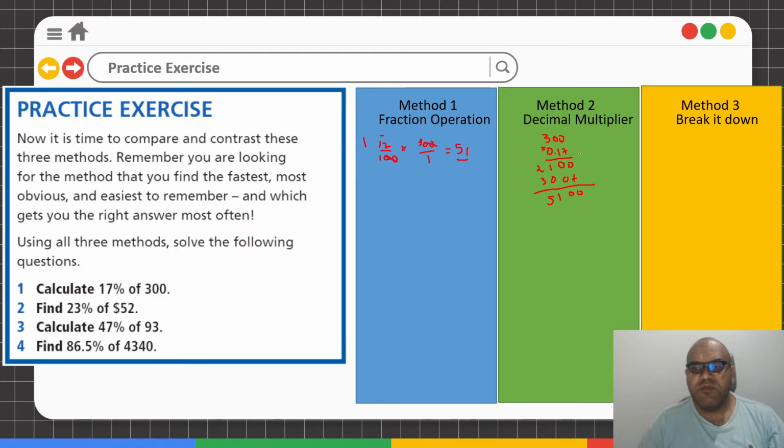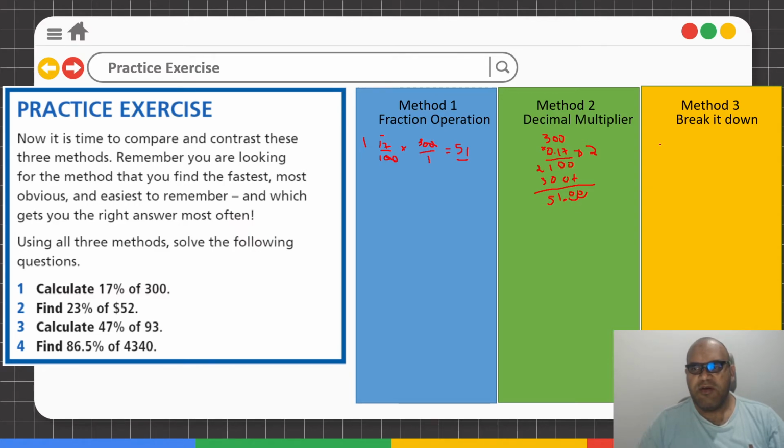How many decimal places do I have? I have 2 decimal places. Then you move 1, 2. The number is 51. The same thing. Oh, very easy, mister. Yes, I told you. Very easy, very simple. And the last one is break it down.